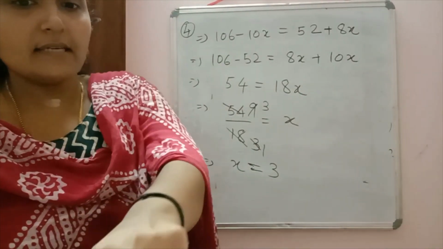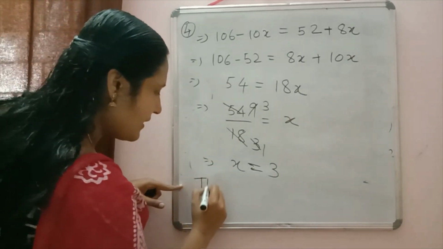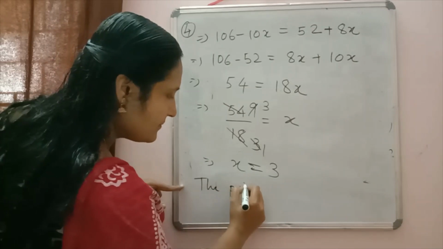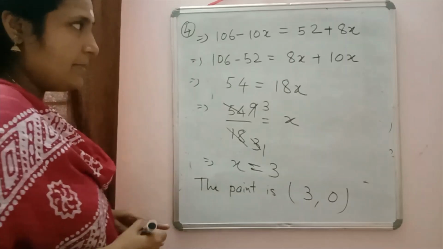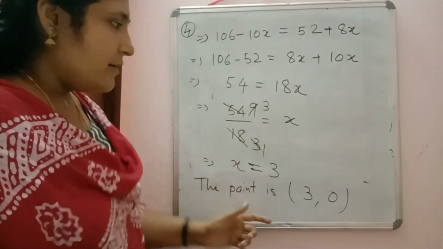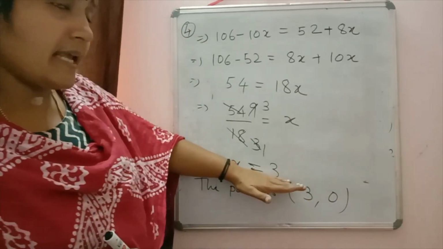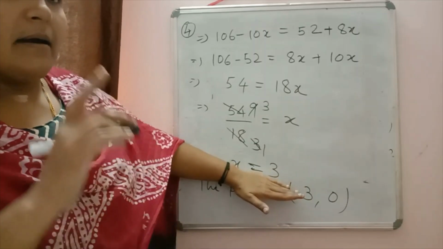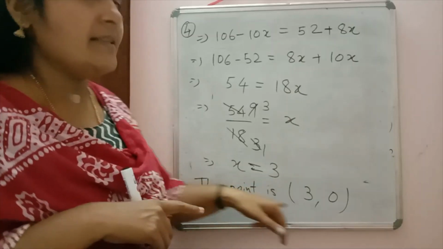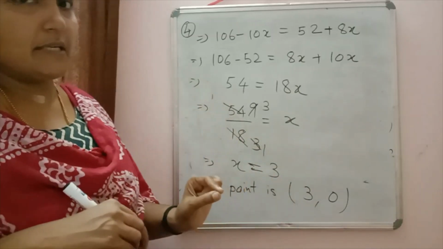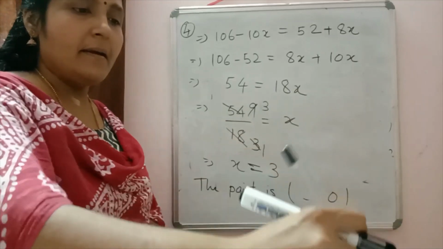But in the question it was asked which point. We have to write the point. The point is on the x-axis. So we will write here the point is (3, 0). In the examination, if this question comes, for writing this answer you will have half a mark. So if you write the answer till here only, x is equal to 3, the solution is correct, but you will get 2.5 only because you haven't written the point there. So always read the question, whether you have to find the value of x or you have to write the points.